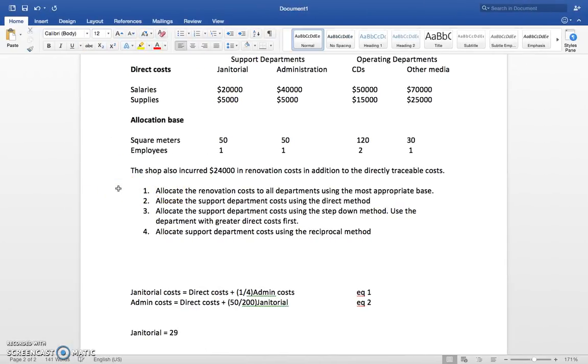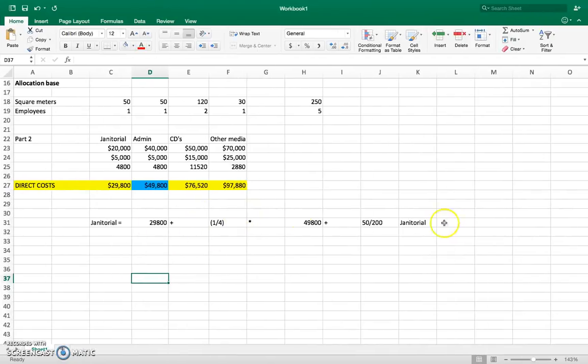29,800 plus 1/4 multiplied by this entire equation. So direct costs of admin are 49,800, 49,800 plus 50 divided by 200 times janitorial. Now see here, we have converted the equation such that we only have one unknown left, which is janitorial. And we're going to transfer this equation onto Excel. So essentially I'm going to solve it here.